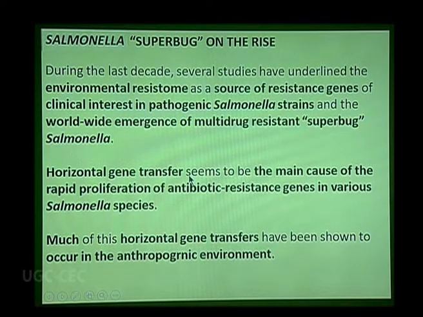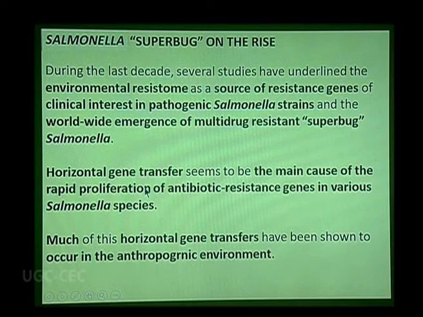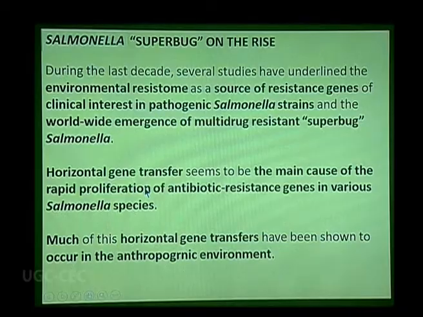It has been found that these bacteria acquire their multi-drug resistant property by acquisition of many antibiotic resistance genes via horizontal gene transfer. And almost all of this horizontal gene transfer has been found to be occurring within the anthropogenic environment. Now, this acquisition of so many different antibiotic genes via horizontal gene transfer is extremely rapid, and that's why their emergence is like a surprise to the medical people.